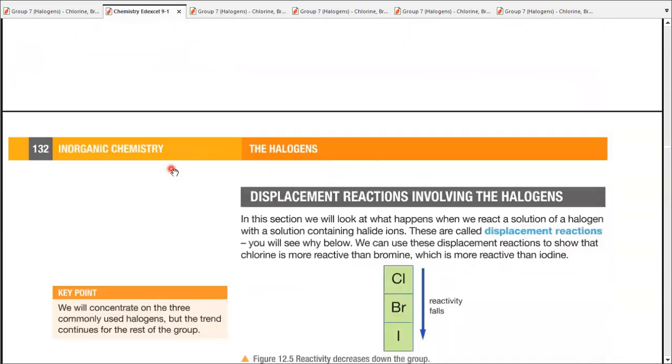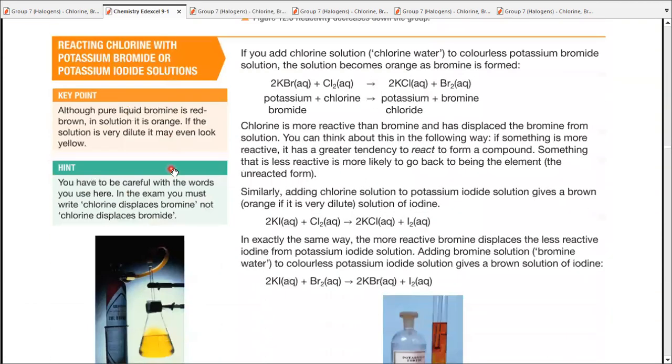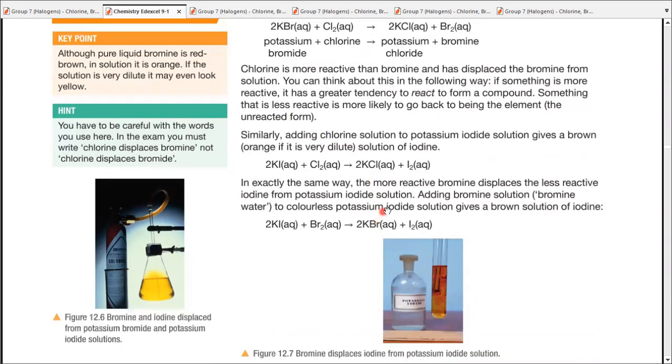Okay. As soon as we get to these reactions, you see many reactions in front of you. You just performed this one right here. When chlorine reacts with potassium iodide, it forms potassium chloride and iodine.